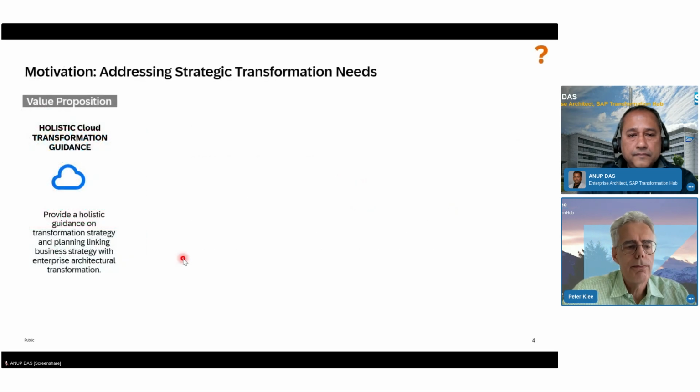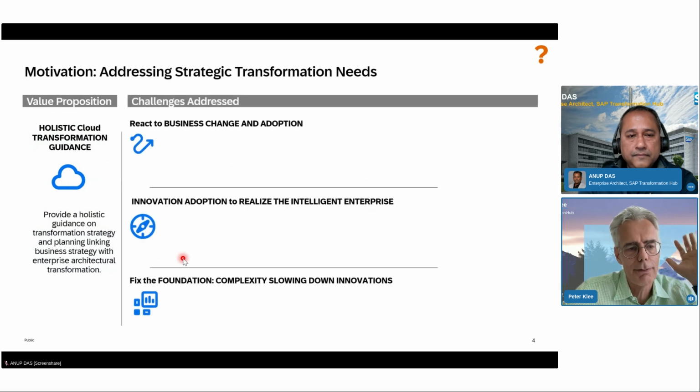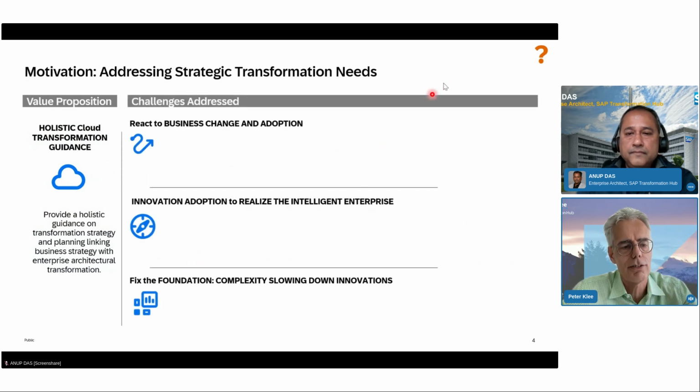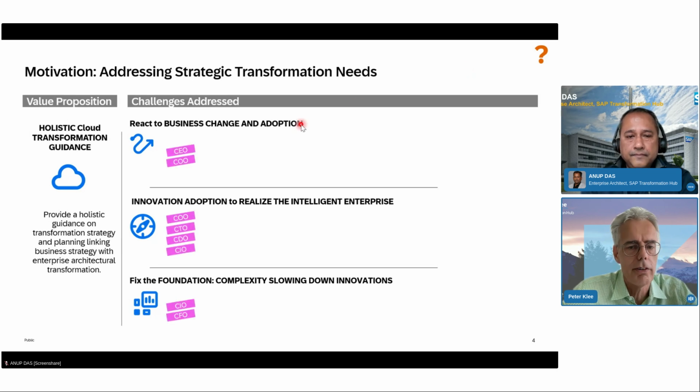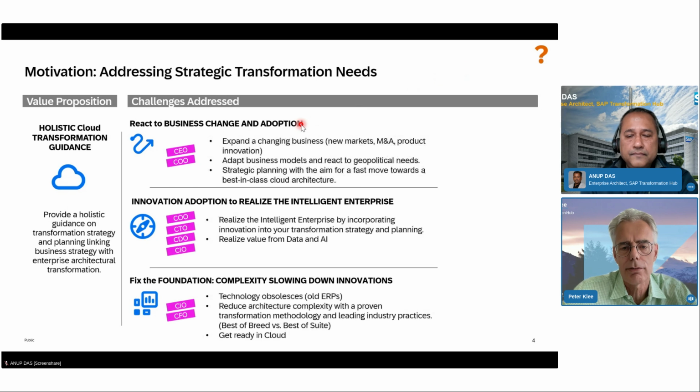Okay, so why address strategic transformation needs? Everyone is asking for holistic guidance on transformation. And we see three areas. One is really that business is changing. It could be because of an external event on supply chains, etc. So it's about reacting to business change and adoption.